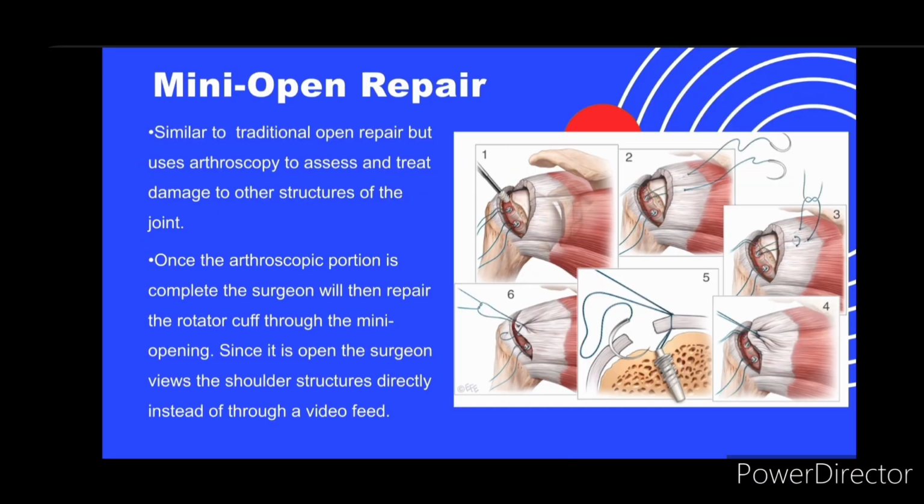Mini open repair is a combination of traditional open repair and arthroscopic repair. After creating a small incision, the surgeon then uses an arthroscope to treat other damaged structures, such as the removal of bone spurs, before repairing the rotator cuff through the miniature opening.